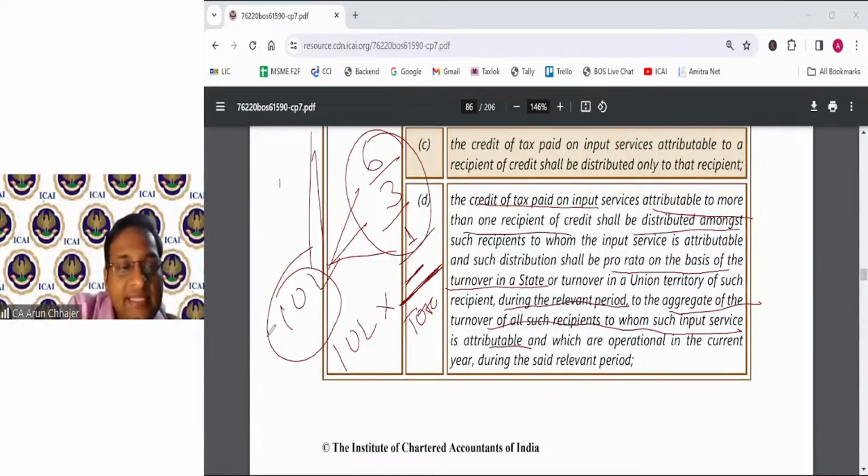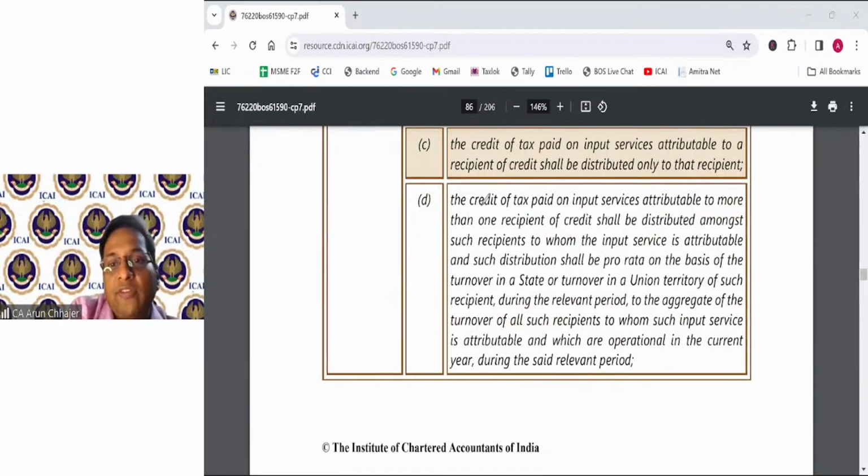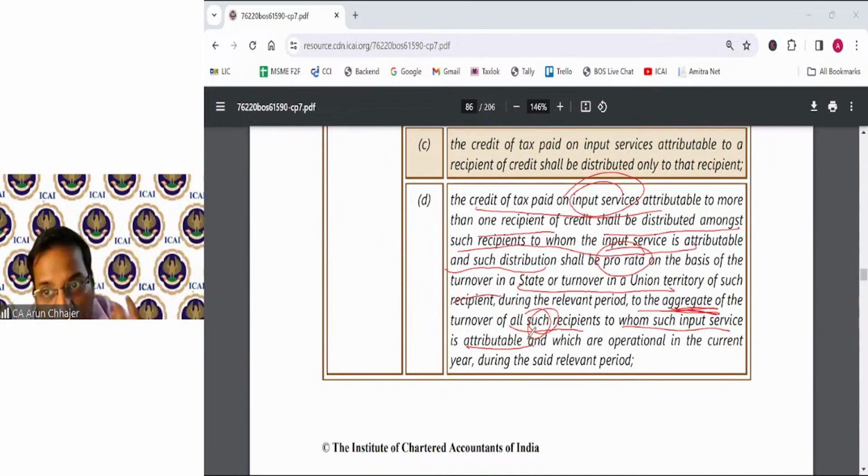Let me read once again. It says that credit of tax paid on input service, that is clear, na, ISD, attributable to more than one recipient, then it shall be distributed among such recipients to whom the input service is attributable. Perfect. And how will it be apportioned? On pro rata basis. On what ratio? In the turnover in the state or UT. And divided by aggregate turnover of all the states? No. It says all such recipients to whom input service is attributable. So if I have 5 state GST numbers, I will not take the turnover of all the 5 states. I will calculate the ratio of only 3 states to whom the input service is attributable.